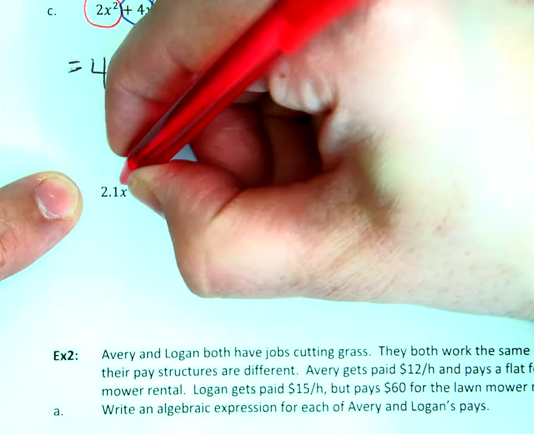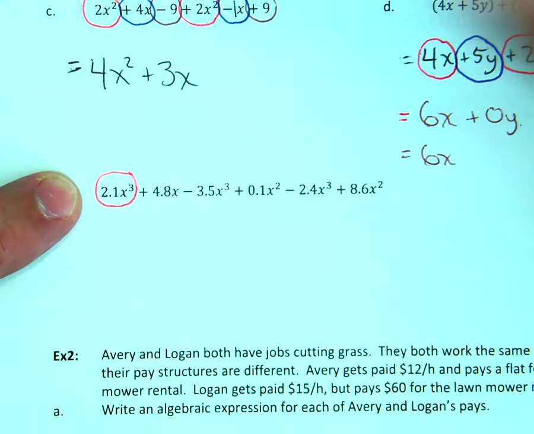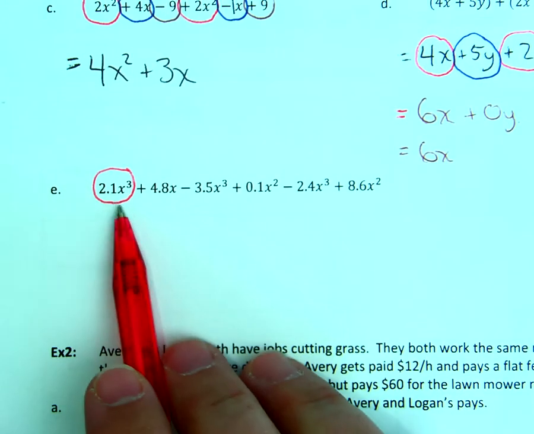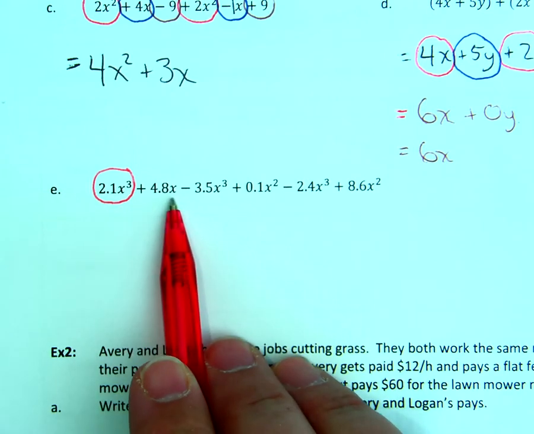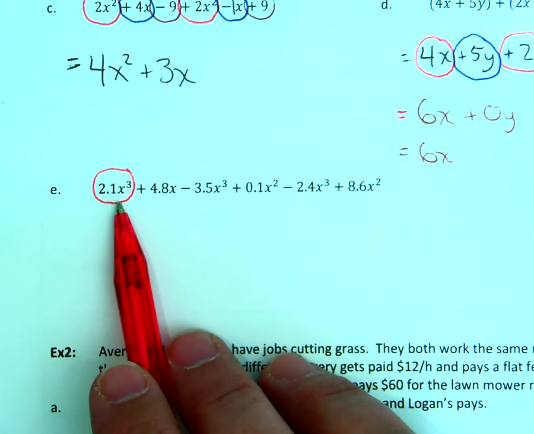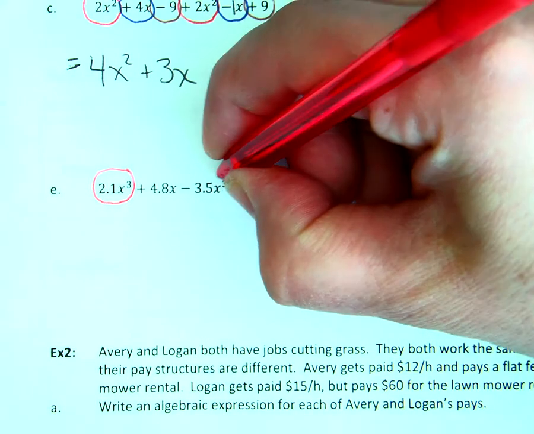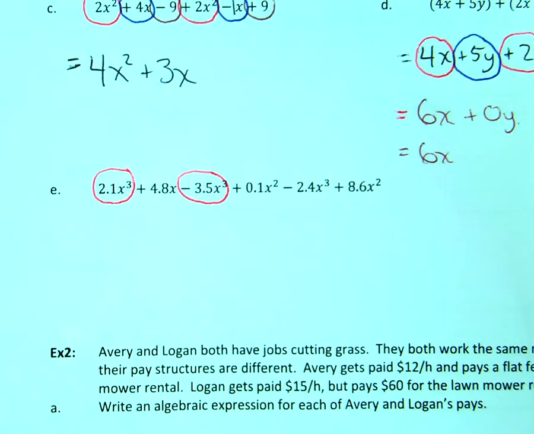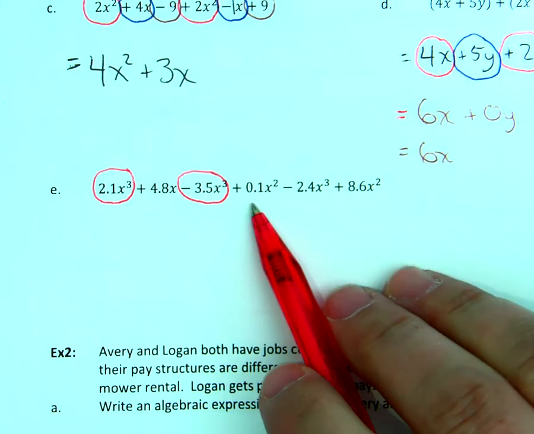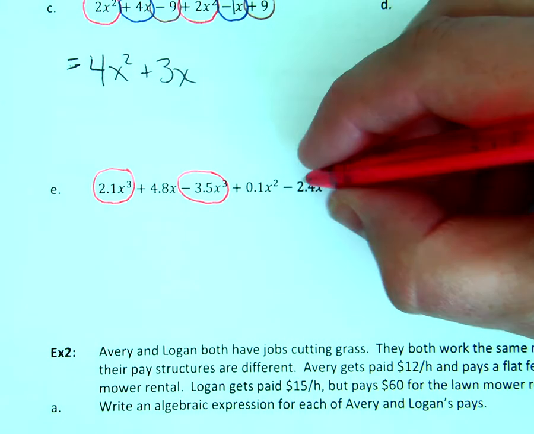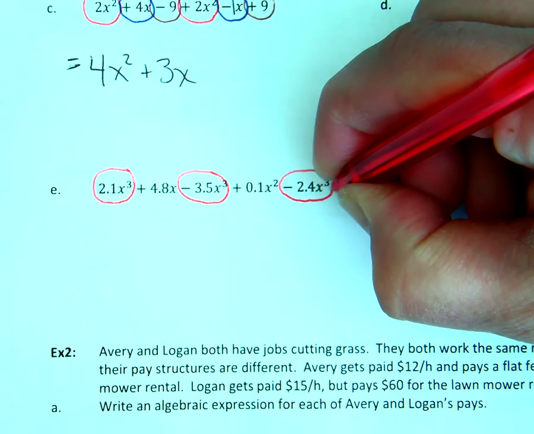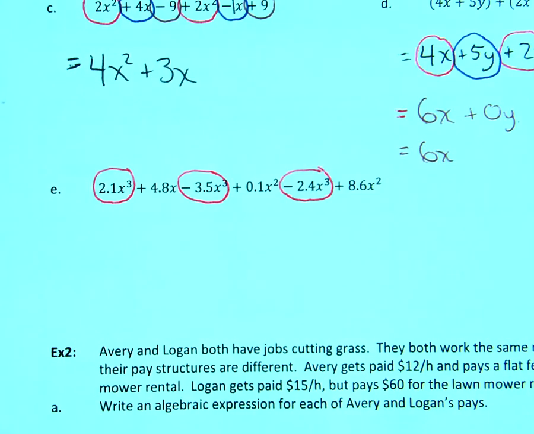My first one I'm looking at is the x to the power 3. I've got 2.1 x to the power 3. Now I'm looking for things that have x to the power 3. That has an x, but it's not to the power 3, so it's not like that guy. 3.5 x to the power 3, that's like the other x to the power 3. Negative 2.4 x to the power 3, that's like that guy. It's like the other one.